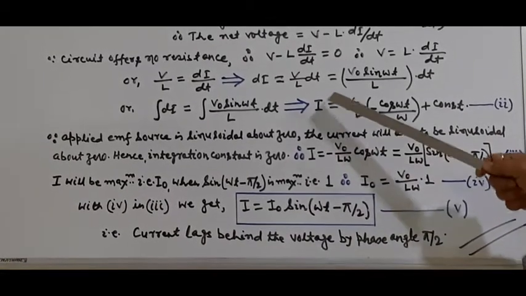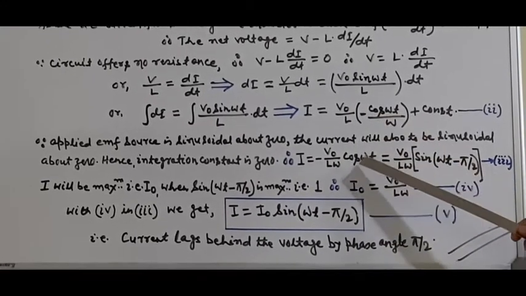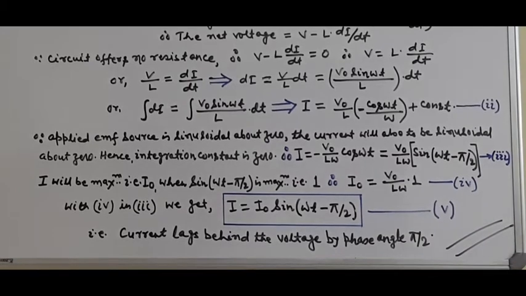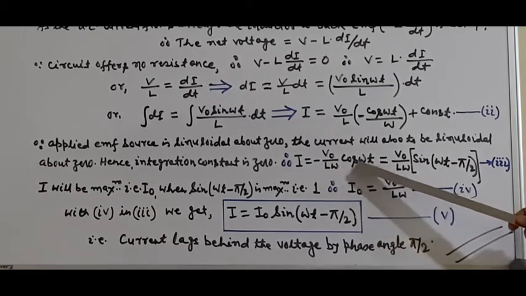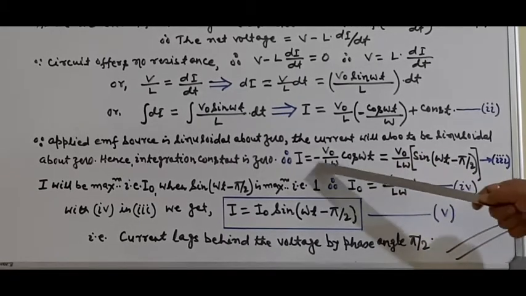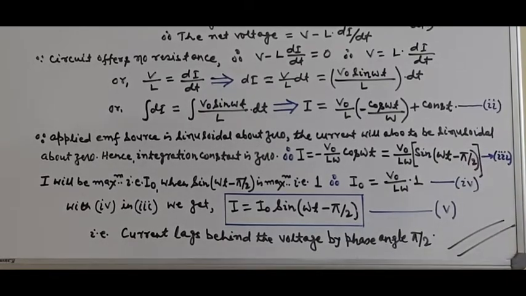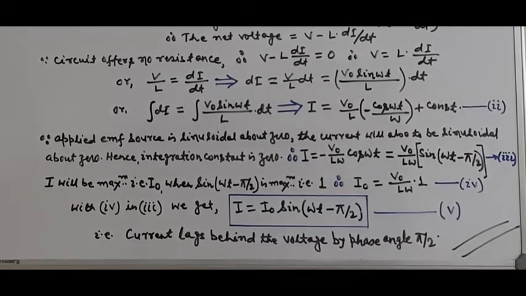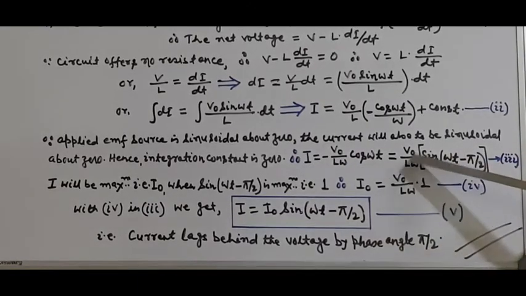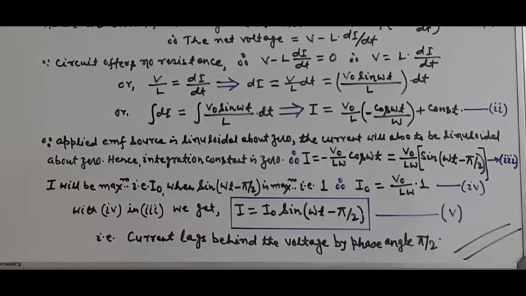So this equation becomes I is equal to minus V naught by L omega cos omega t. And this minus V naught by L omega cos omega t can be written in this manner also: V naught by L omega, and minus cos omega t will be sin omega t minus pi by 2, because cos omega t is equal to sin of pi by 2 minus omega t. So this equation 3, I is equal to V naught by L omega sin omega t minus pi by 2, will give the instantaneous value of current.